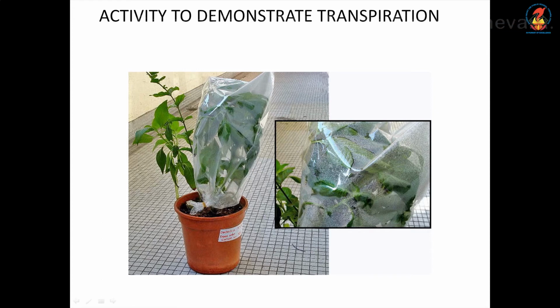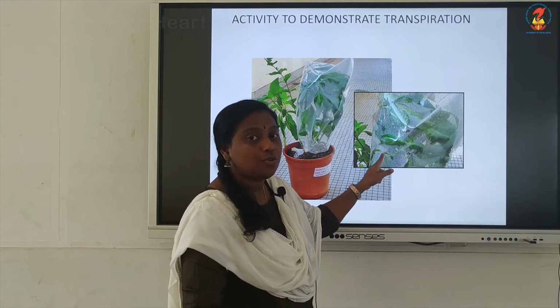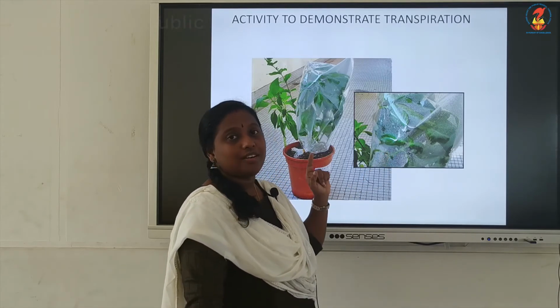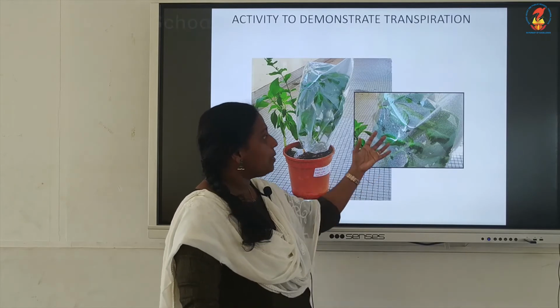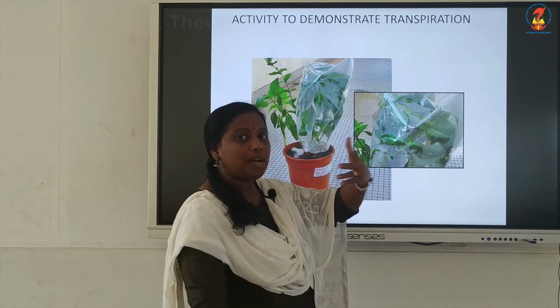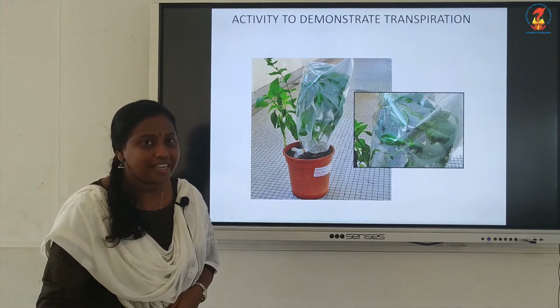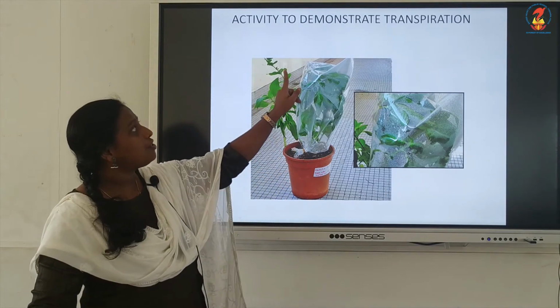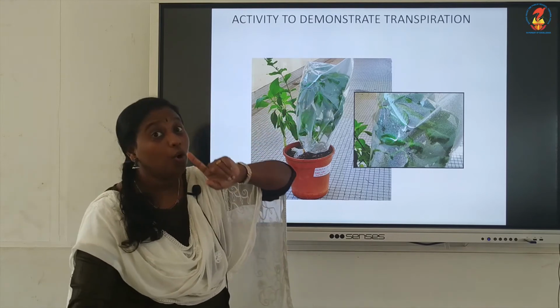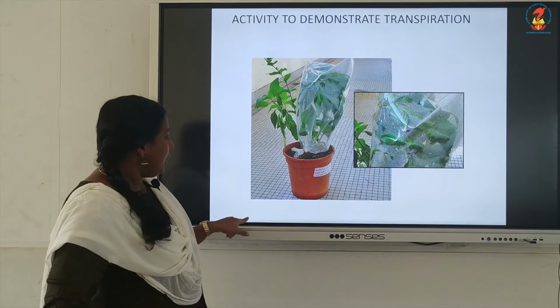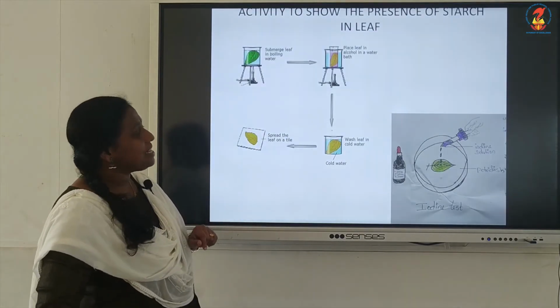Okay, how did these water droplets come? It was due to the process of transpiration. Transpiration occurred here, and the water vapor will touch the polythene bag, condense, and form water droplets. Is that clear, children? So with this, I hope the process of transpiration is clear to you. Okay, children? Yes. We will move on to the next activity.